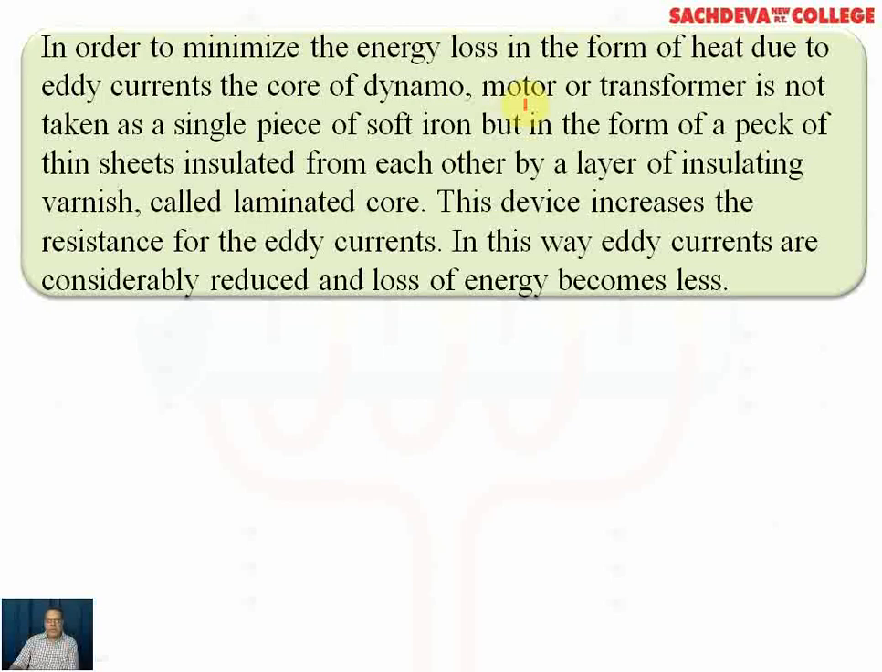So we take a pack of thin sheets insulated from each other by a layer of insulating varnish, or you can say insulating paint. That is, the core of this type is called the laminated core. So laminated core is very important. What is a laminated core? Laminated core means insulated by varnish or by a paint. This device increases the resistance for the eddy currents. In this way, eddy currents are considerably reduced and the loss of energy becomes less.